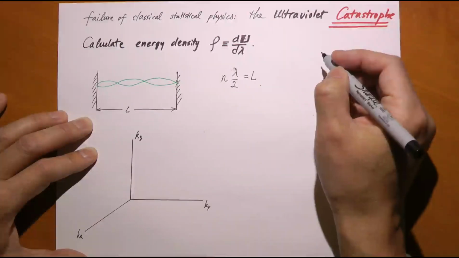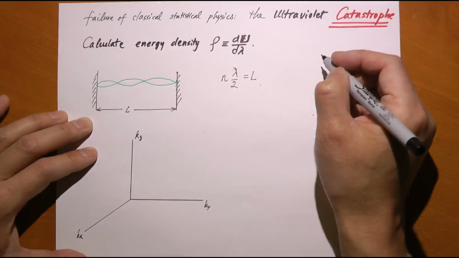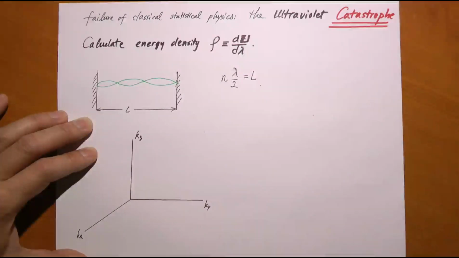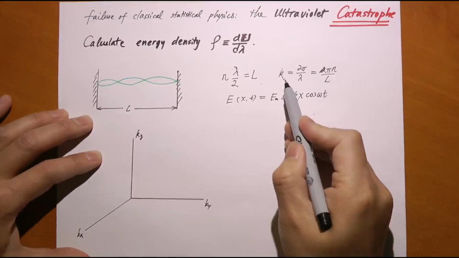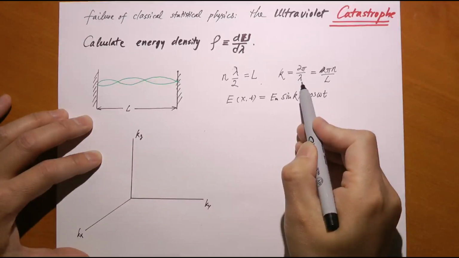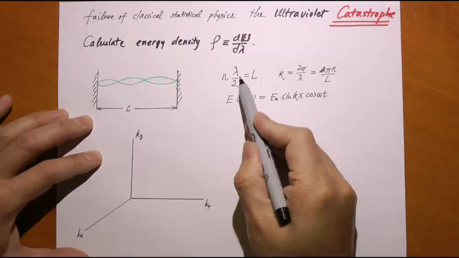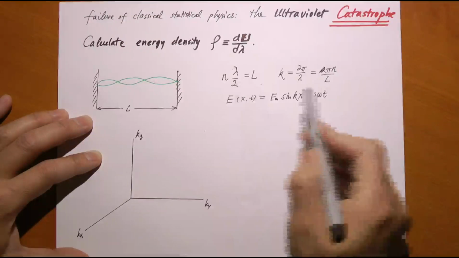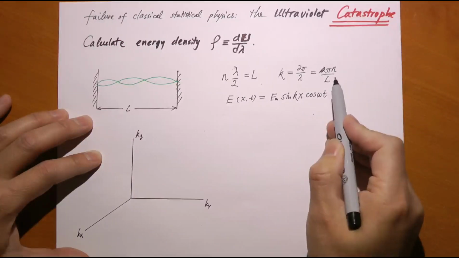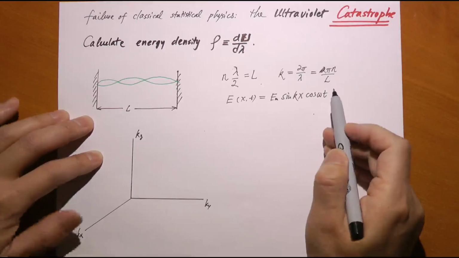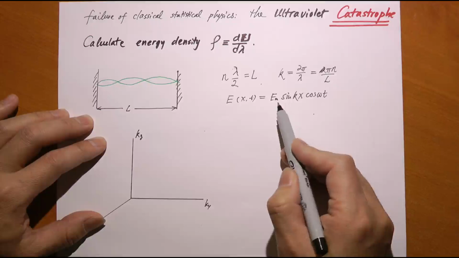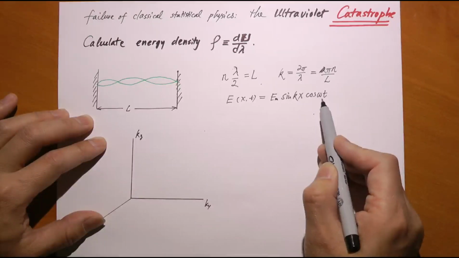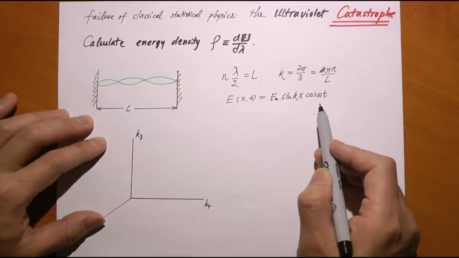And from that, we can then calculate the corresponding wave vector in this direction. So the wave vector is 2 pi over lambda, as we know. And since lambda is given by L times 2 over n, 2 pi over lambda equals n pi over L. The corresponding electric field can be written as E maximum, which is the amplitude, sine kx cosine omega t. Right? That's the standard expression for a standing wave.